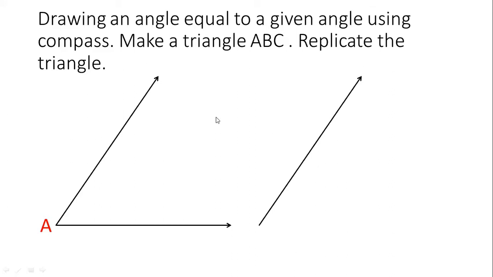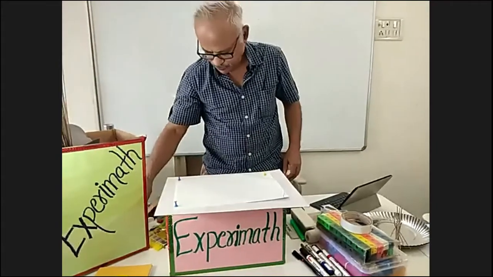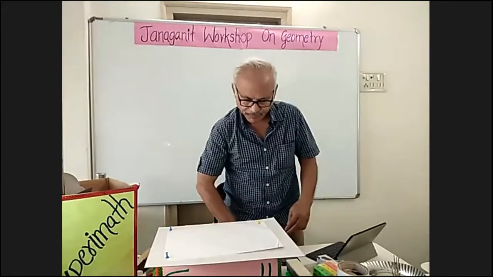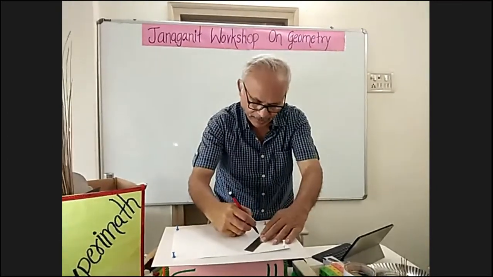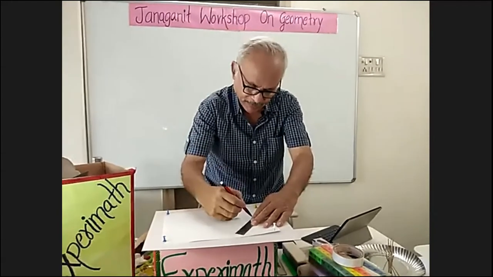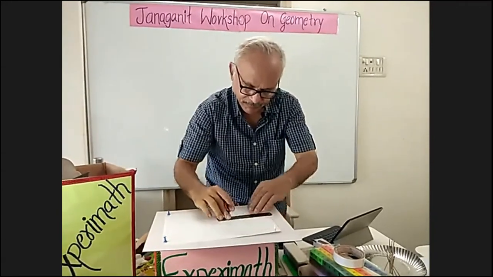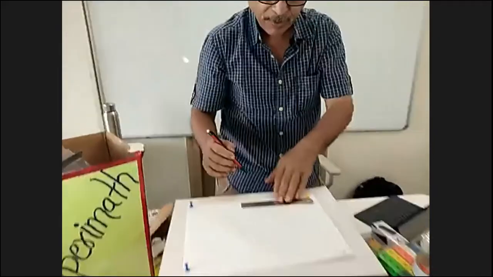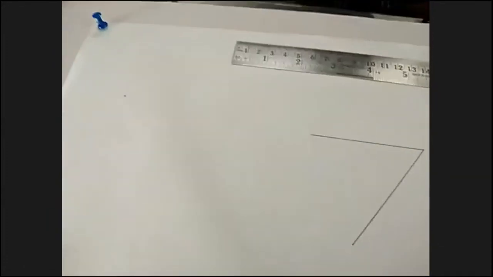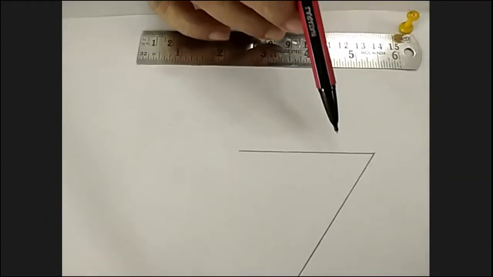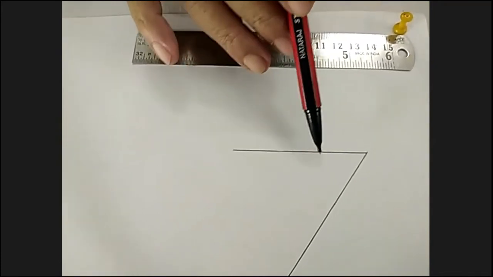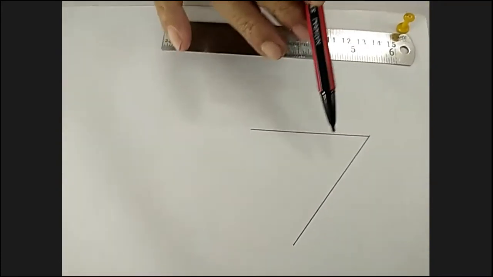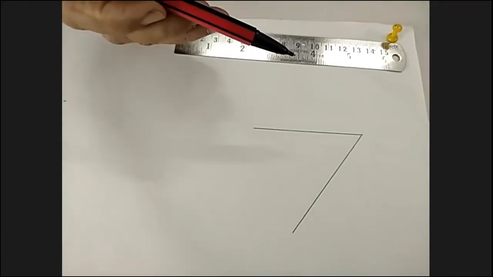Let us make an angle using a compass. So what I do is I take a scale and I first make an angle. I want to make another angle which is equal to this angle using a compass. Let us see how to do that. Please take the camera back.